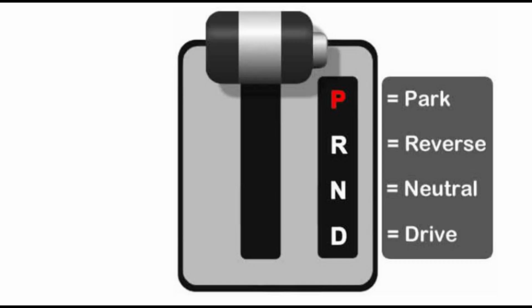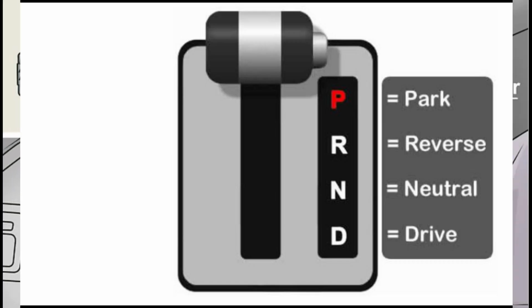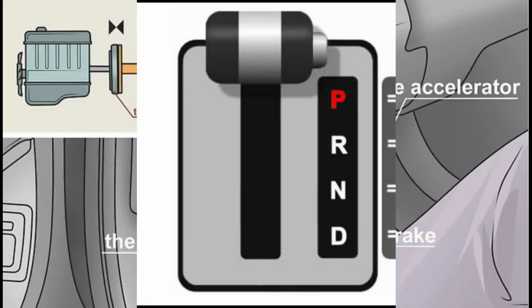Some vehicles use continuously variable transmissions, commonly known as CVTs. These systems do not have fixed gear steps like traditional transmissions. Instead, they use belts and pulleys to provide an infinite number of gear ratios. This allows the engine to operate at its most efficient speed at all times.